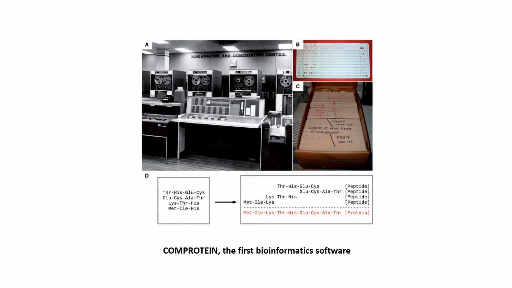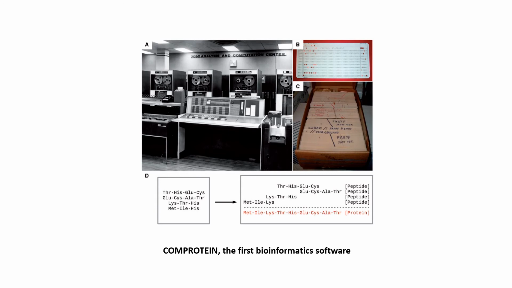And in figure panel D, you can see that there are four different fragments of amino acid sequences. In fragment 1, there's threonine, histidine, glutamine, and cysteine. In fragment number 2, there's glutamine, cysteine, alanine, and threonine, and then we have lysine, threonine, histidine, and then we have methionine, isoleucine, and histidine.